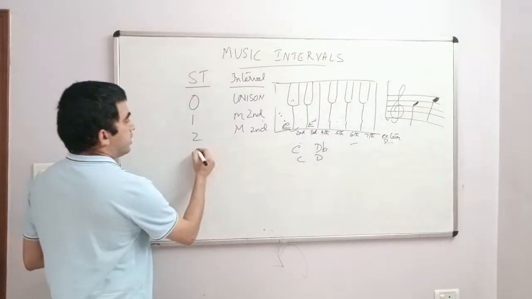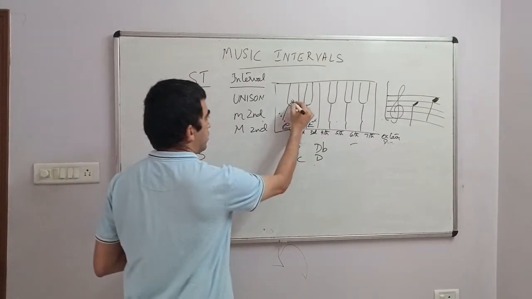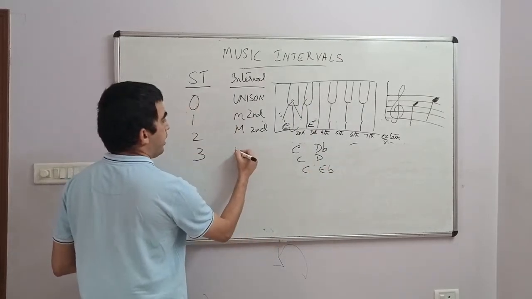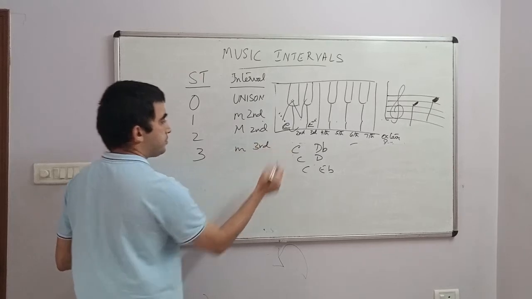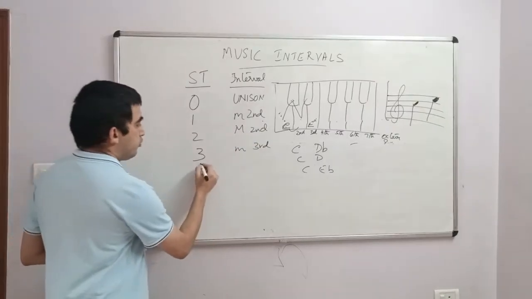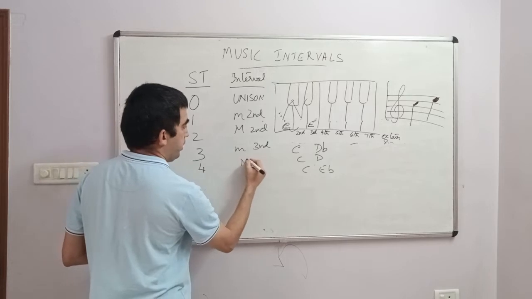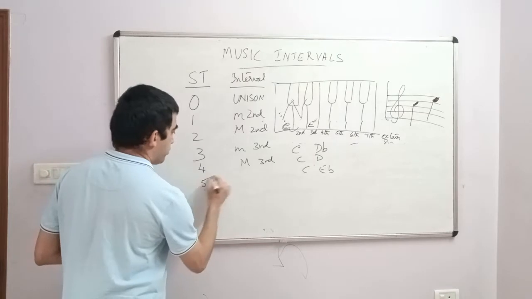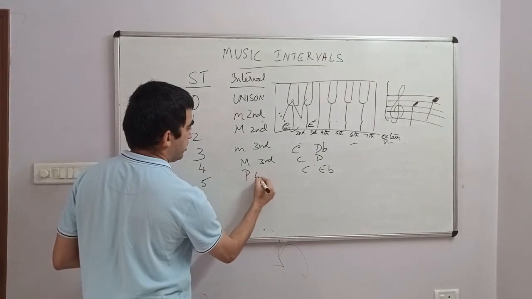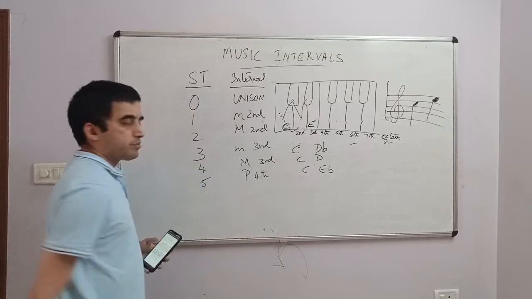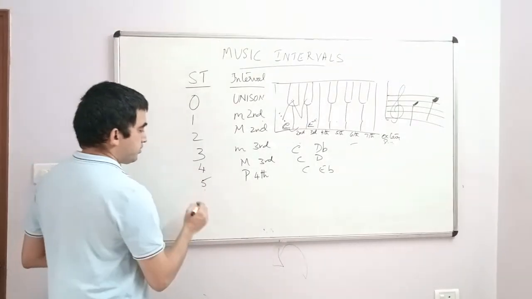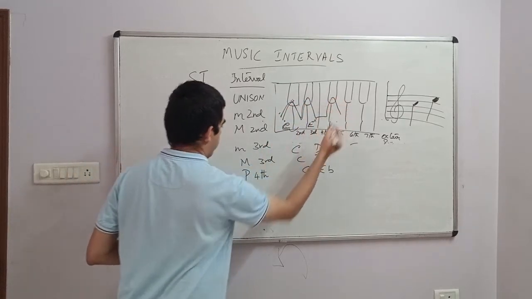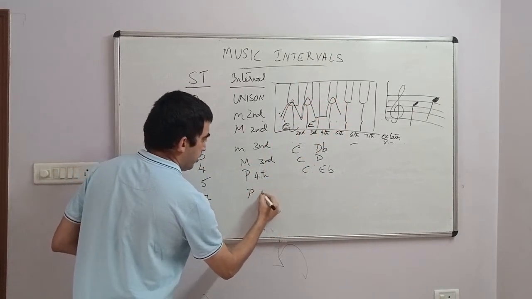If there are three semitones distance, 1, 2, 3, like C and E flat, it becomes a minor third. You go to 4 semitones, it becomes a major third. You go to 5 semitones, it becomes a perfect fourth. I'll skip 6 for the moment. Go to 7 semitones, so it will be 1, 2, 3, 4, 5, 6, 7, it's a perfect fifth.